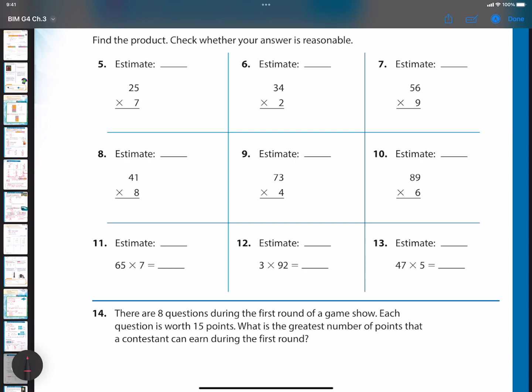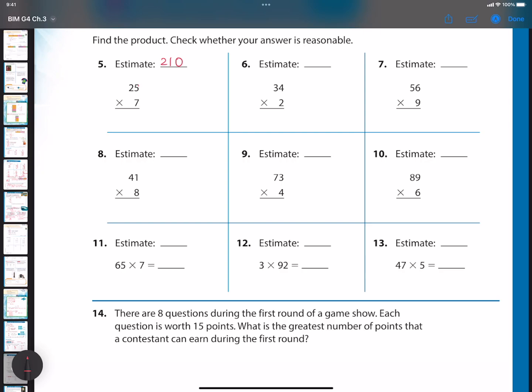So 25 is close to what? 20 or 30? Do you remember? This 5 and up? Yes, round up, right? So I'm going to use what? 30 times 7, which is 21, and add 10 at the end.